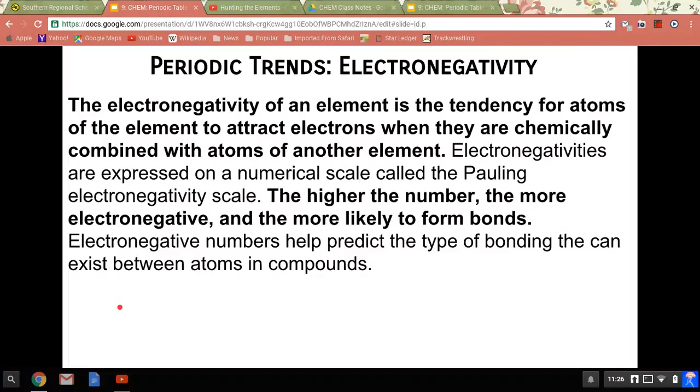So, does it really want to complete its valence shell, or would it be easier for the atom to give up its valence electron to get down to a full valence shell? The goal for electronegativity is to have a full valence shell, and atoms that are really good at pulling in are going to have a high electronegativity, and atoms that really aren't are going to have a low electronegativity.